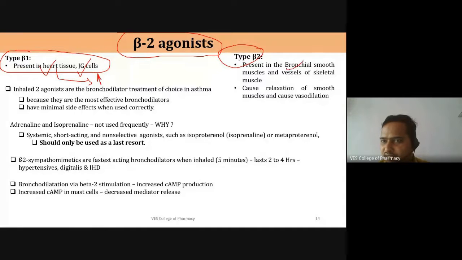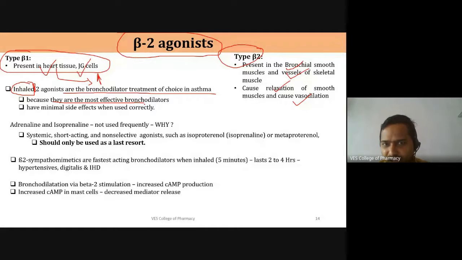It is present in the bronchial smooth muscle, as well as on the blood vessels in the skeletal muscle, where it causes vasodilation, and in the smooth muscle it causes relaxation. So mainly we are using the inhalation route. Why we are using the inhalation route, we just discussed. Inhalation of beta 2 agonists are the choice for asthma. Reason: they are the most effective bronchodilators.